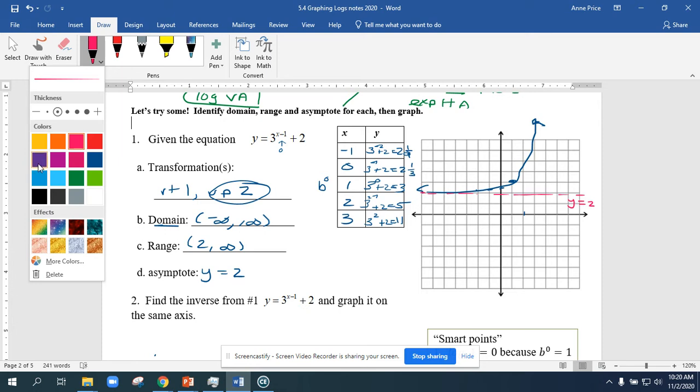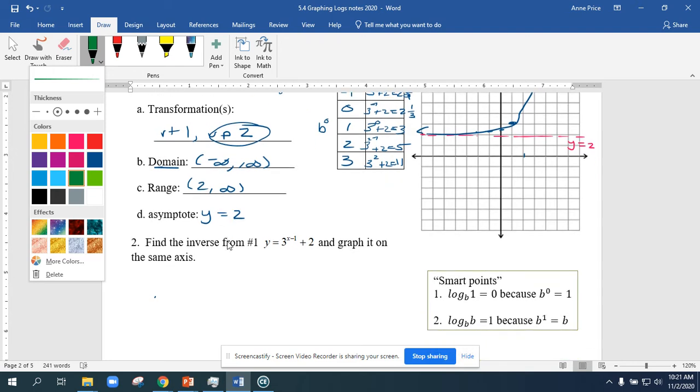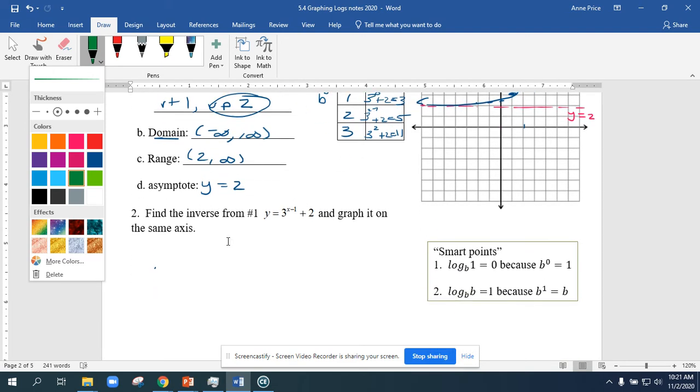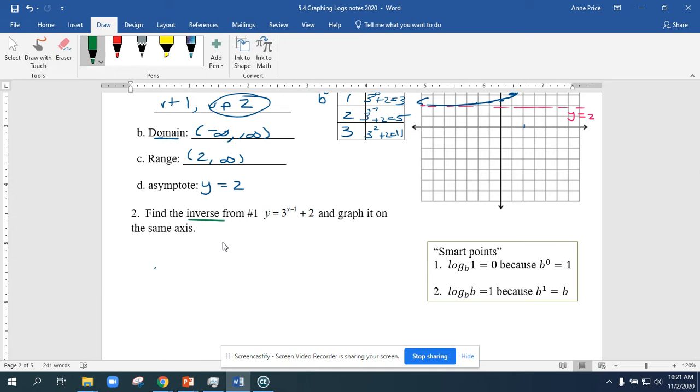And we're going to then graph the inverse, which you could graph from this picture if you wanted to. You could go ahead and do that, taking all the ordered pairs and switching them. But I'm going to go ahead and find the equation first. So in order to find the inverse, we're going to switch x and y. So it's going to become x equals 3 to the y minus 1 plus 2.